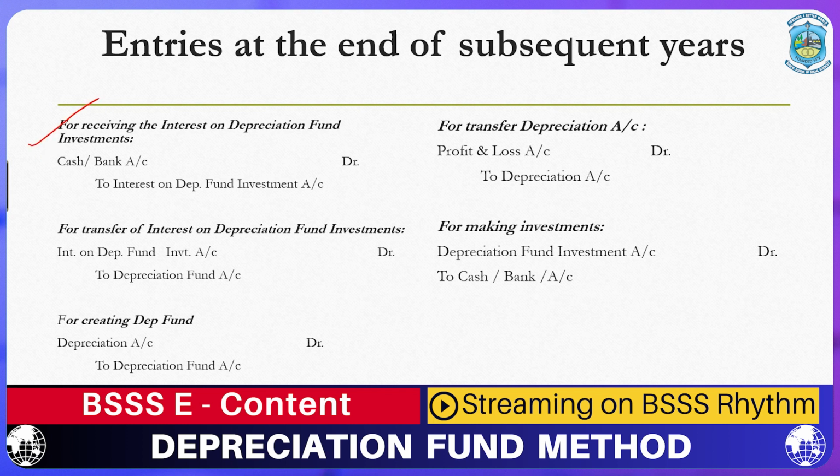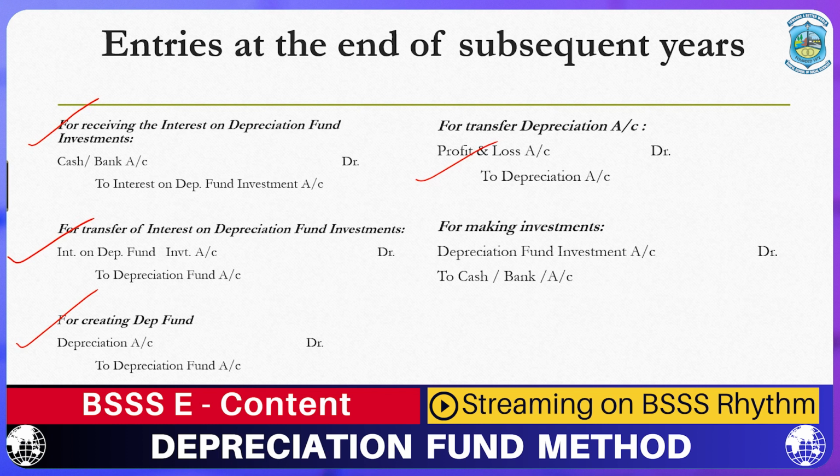In the subsequent year, the first entry will be the interest which the organization is going to earn. For that, the entry will be cash account debit to interest on depreciation fund investment. This interest has to be transferred to depreciation fund. Therefore, the next entry will be interest on depreciation fund investment account debit to depreciation fund account. Again, depreciation fund will be created. Entry, depreciation account debit to depreciation fund.